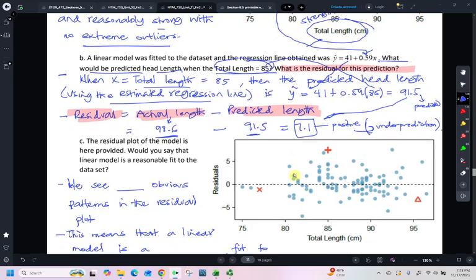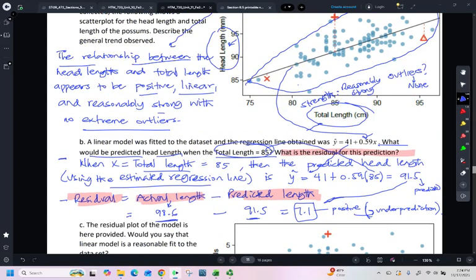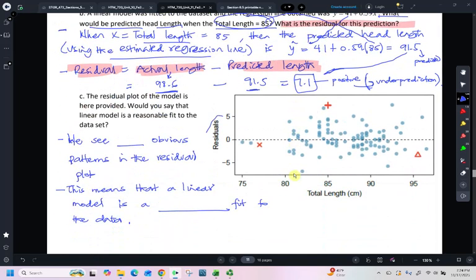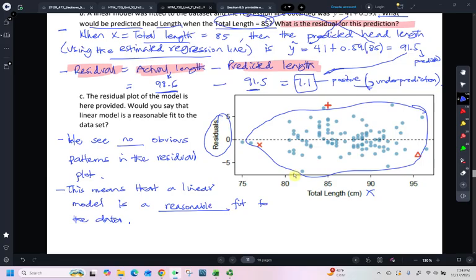Well, if we are in any doubt as to whether this line is a good linear model to fit this data set, what we learned previously is to plot the residuals versus your x values. Did you notice there is no obvious pattern in the residual plot? What does that mean? It means that a linear model is a reasonable fit to the data set.